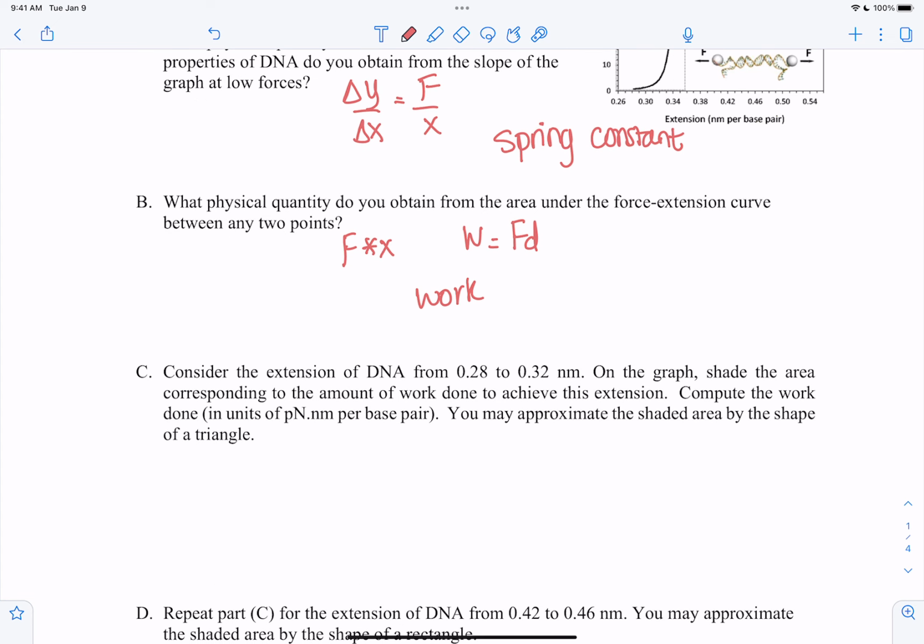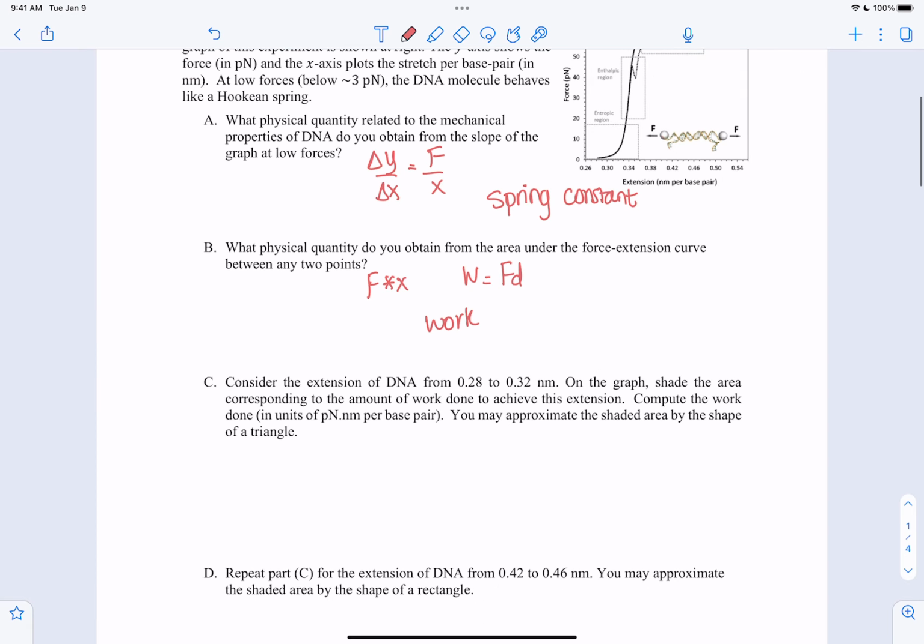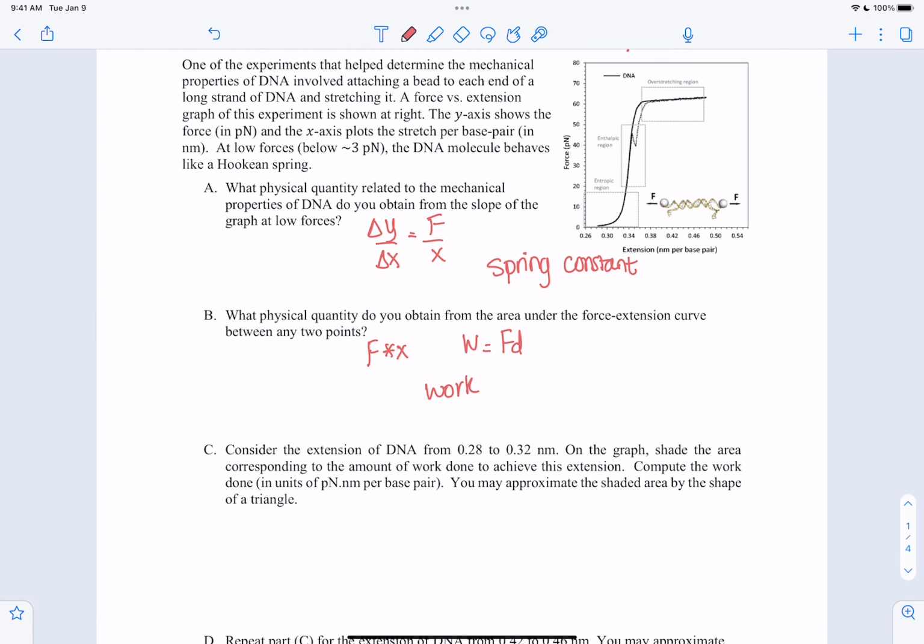Part C now is where we get a little bit more into the math aspect. Consider the extension of DNA from 0.28 to 0.32 nanometers. On the graph, shade the area corresponding to the amount of work done to achieve this extension. Compute the work done in units of piconewtons per, is that?